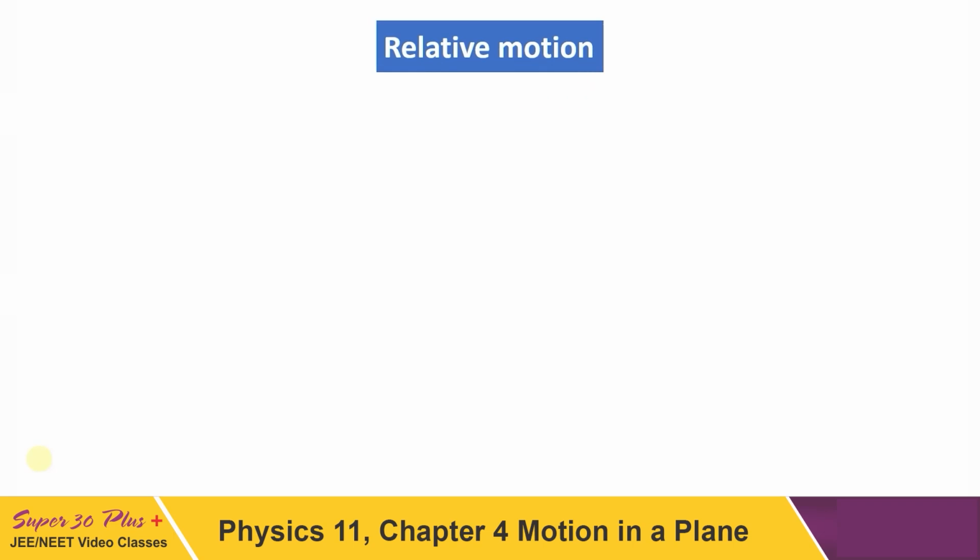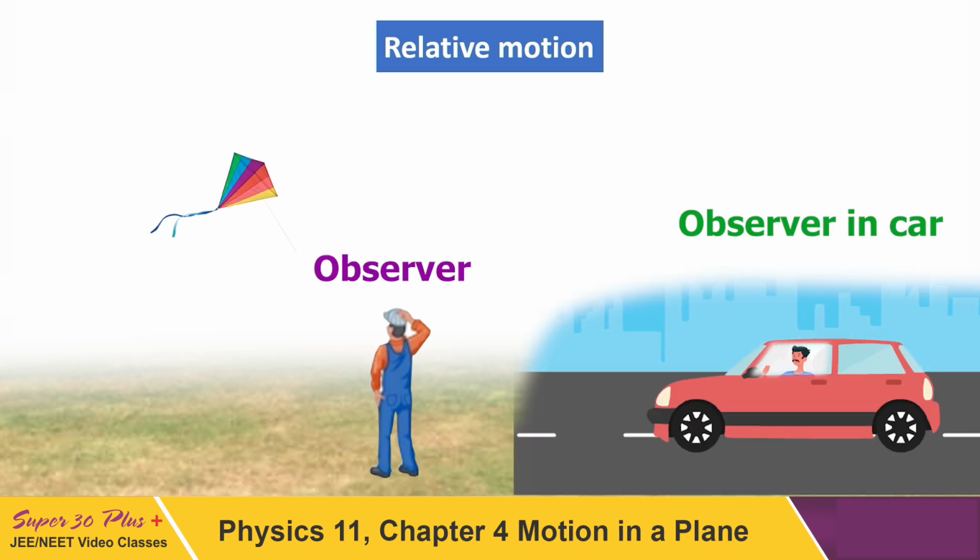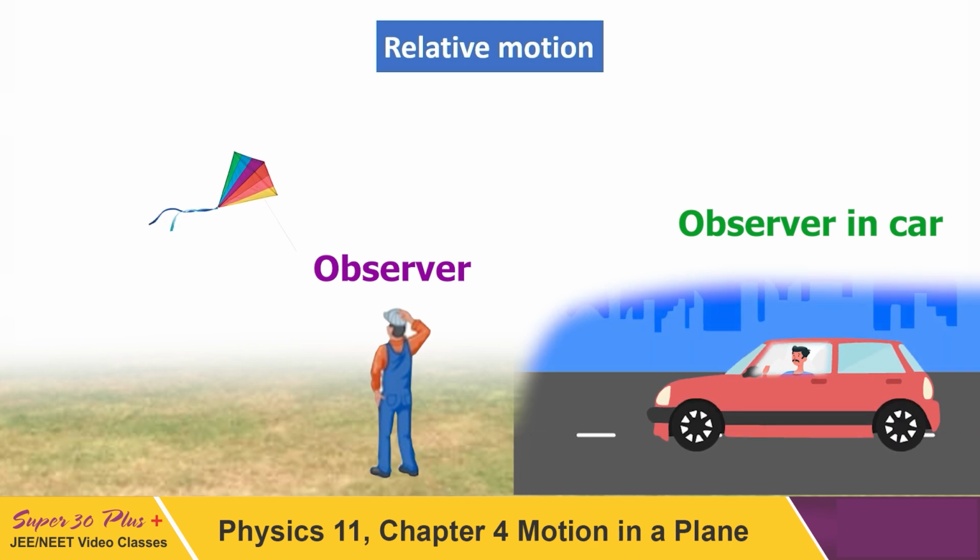As we know, motion of a particle depends on the reference frame from where the particle is observed. A reference frame is a physical object to which we attach our coordinate system. It can be anything. If we are observing the motion of a kite while standing on the ground, then the ground is the reference frame. And if we observe the same kite while sitting in a moving car, then that moving car is the reference frame. So the velocity of the kite will be different from these two different frames.